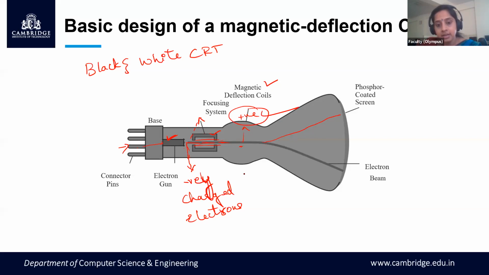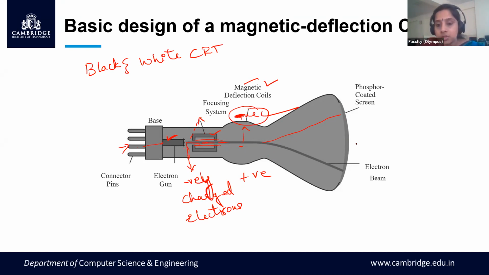Once this is done, now this will become positive and this will become negative. If it is negative, it will repel, and if this is positive, then it attracts. So now it comes to this side. That's why we have to show the magnetic deflection coils, to make the beam move around, all over the screen.